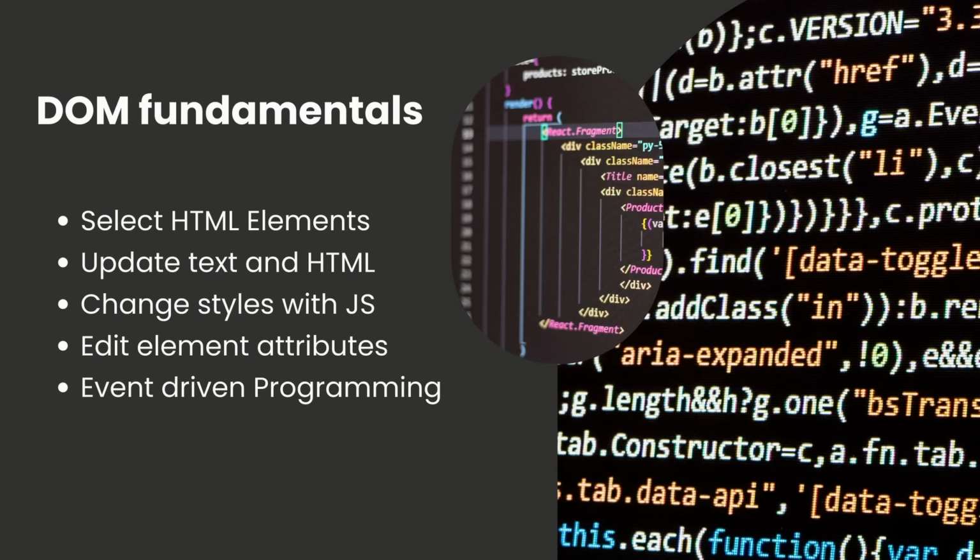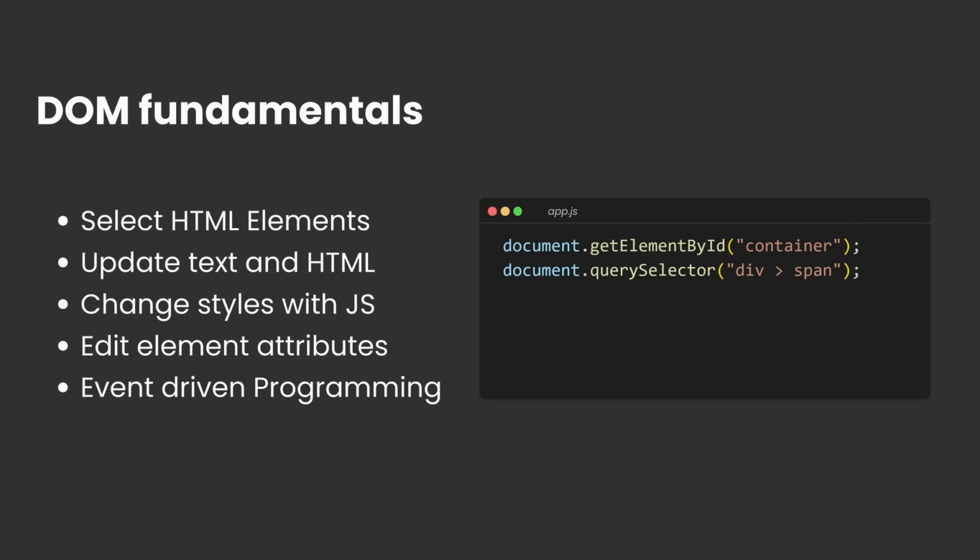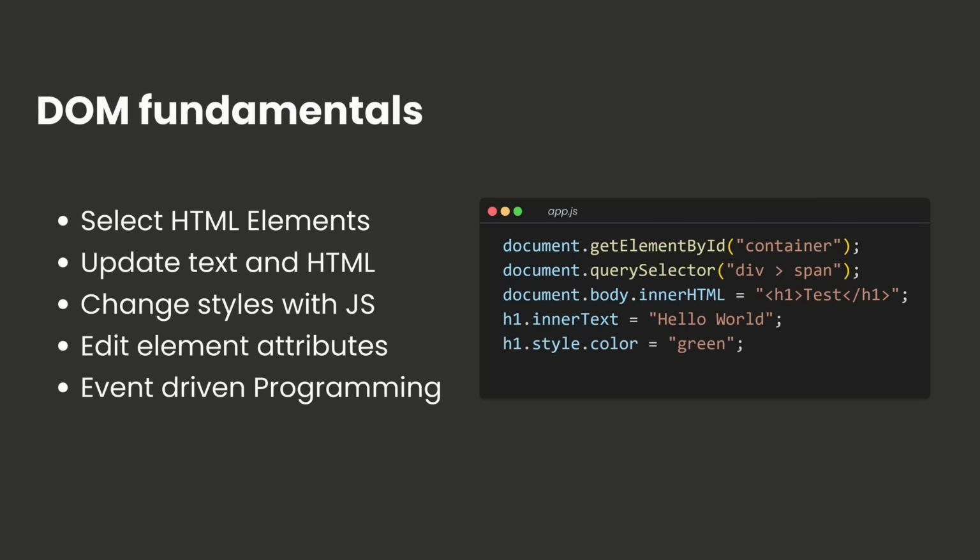But before we get there, we need to master the basics. In this section, we'll start with the core foundations of the DOM. Here's what you will learn. We start by learning how to select HTML elements on the page, using methods like getElementById or querySelector. Then we'll talk about how to modify text and HTML content on the page, how to change CSS styles using the style property, and how to modify attributes of HTML elements.